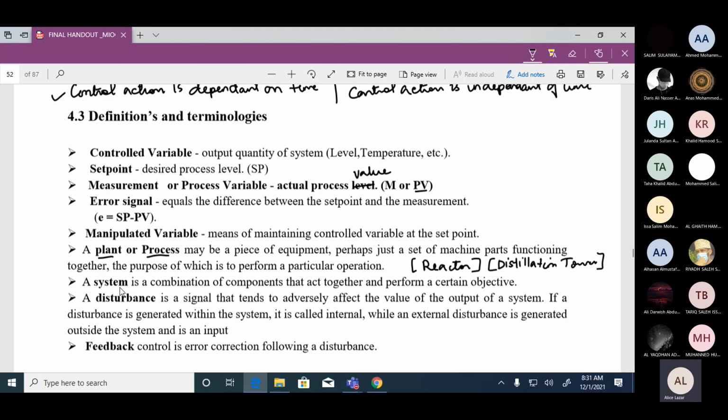What is a system? A system is a combination of all the components. So when we draw the block diagram of the closed loop control system, there is process, there is a sensor, there is a summing point, there is a controller, final control element. So when you put all of them together, we call it a system. Now, what is a disturbance? Oh, I gave you an example. Now, how do you explain it? A disturbance that tends to adversely. What is the meaning of the word adverse? Opposite.